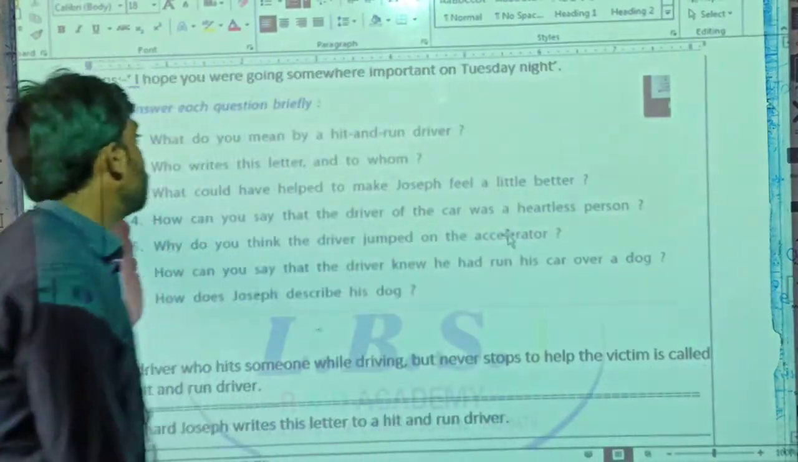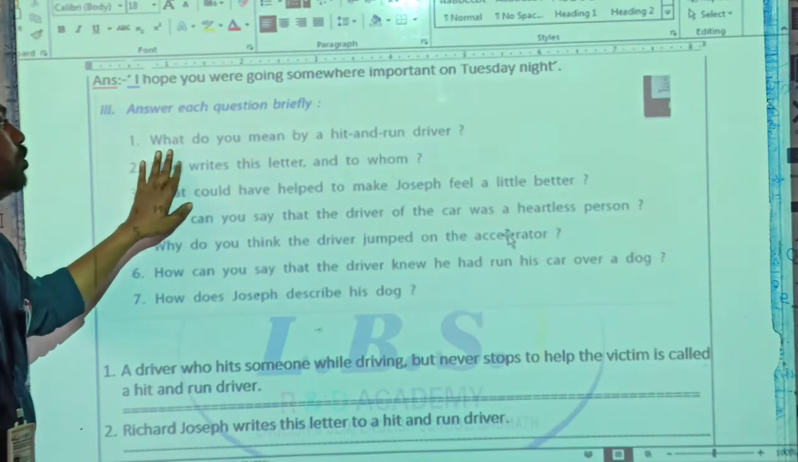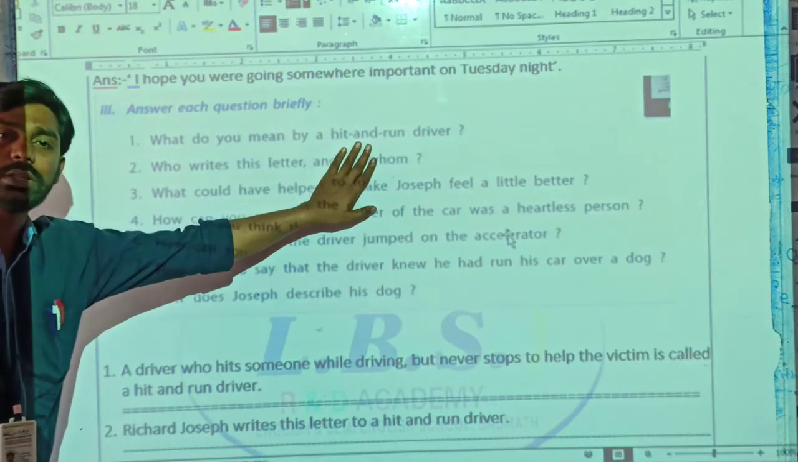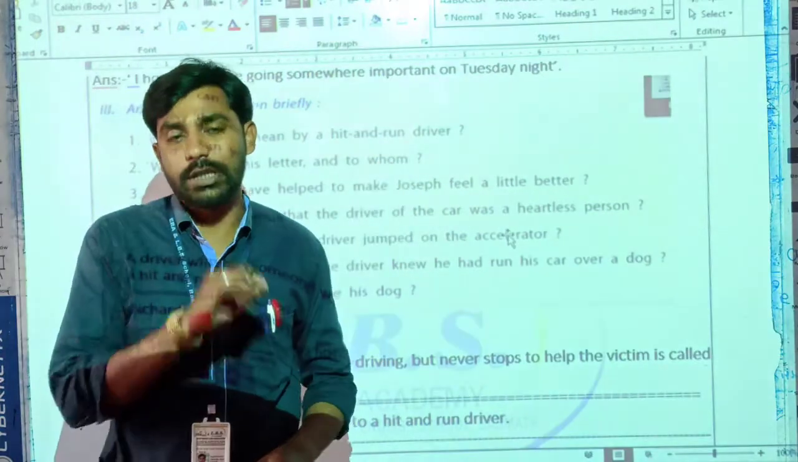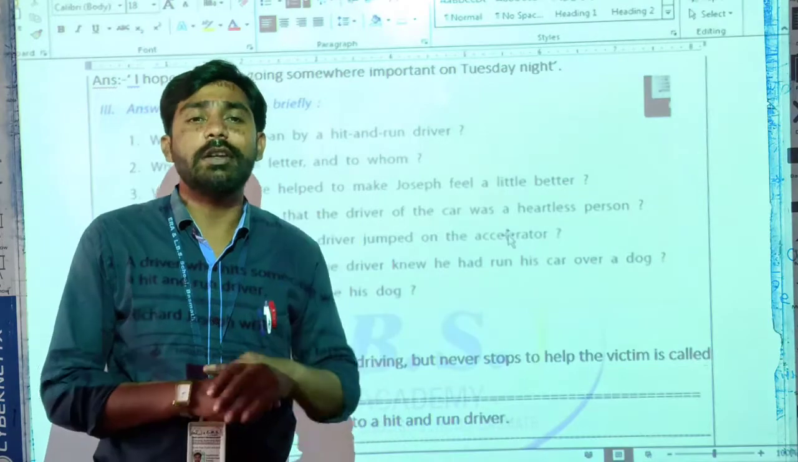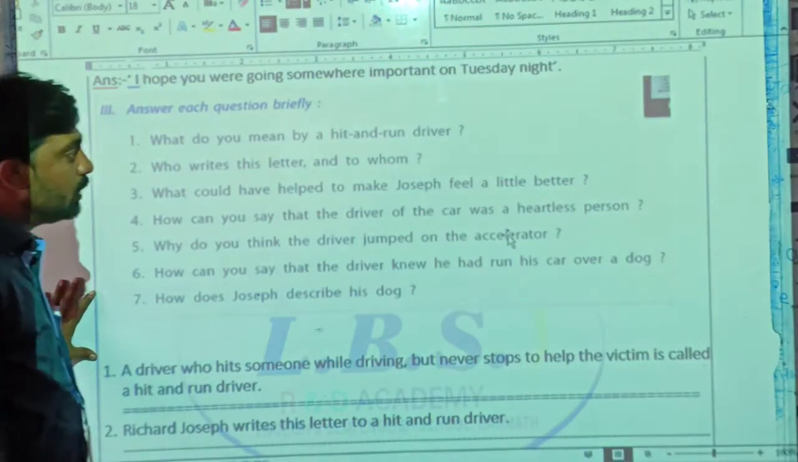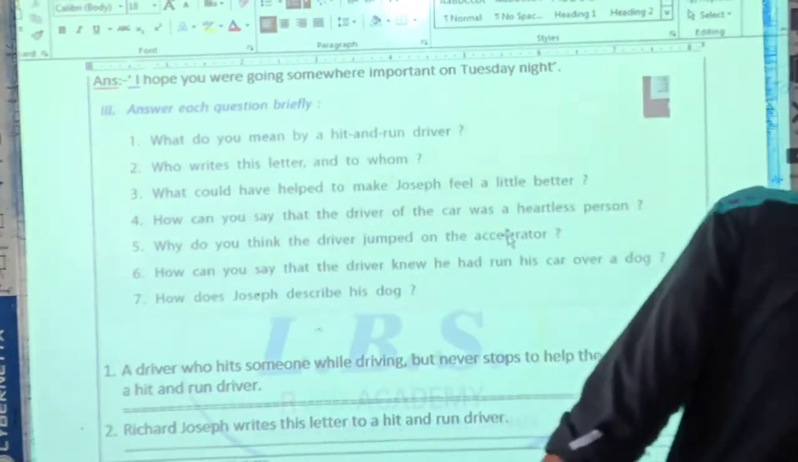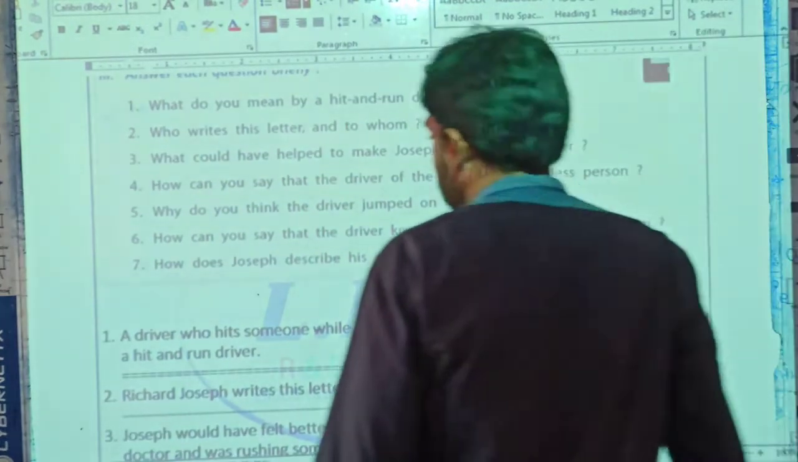So here is the question. Answer this question briefly. First question: what do you mean by a hit and run driver? We have learned about the hit and run driver. Joseph wrote in his letter about the driver that he was a hit and run driver. So what does it mean? I have written the answer below, students. Let's see. You can pause the video and take a screenshot of this answer.